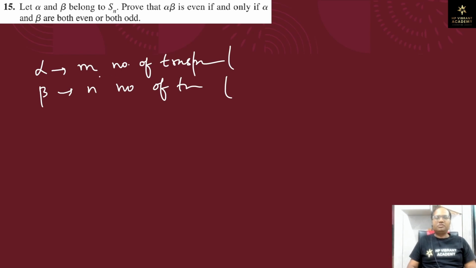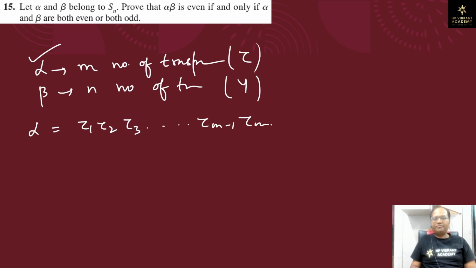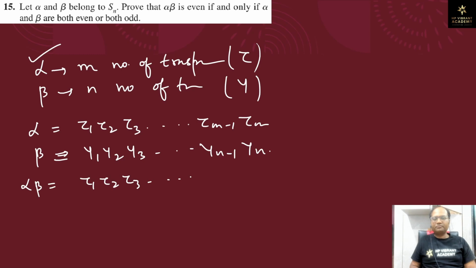Also let us represent tau as the transpositions corresponding to alpha and gamma as the transpositions corresponding to beta. So we have alpha equal to tau 1, tau 2, tau 3, up to tau m minus 1, tau m, and we have beta equal to gamma 1, gamma 2, gamma 3, up to gamma n minus 1, gamma n. Let us take the product. So alpha beta is equal to tau 1, tau 2, tau 3, up to tau m minus 1, tau m times gamma 1, gamma 2, gamma 3, up to gamma n minus 1, gamma n.